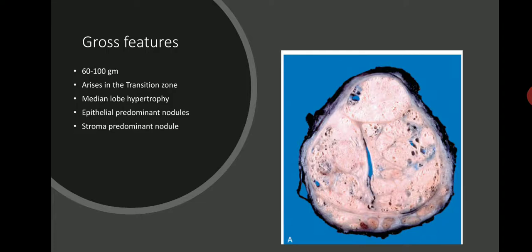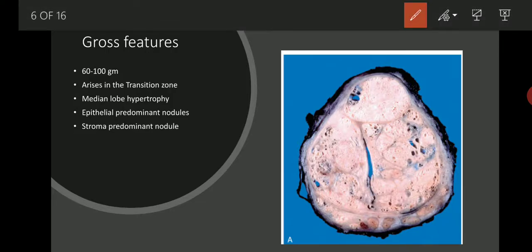Let us have a look at the gross features. What happens to the prostate grossly? The prostate usually enlarges to a size of 60 to 100 grams. Normal size of prostate is about 20 grams. This pathology arises in the transition zone that leads to hypertrophy of the median lobe.